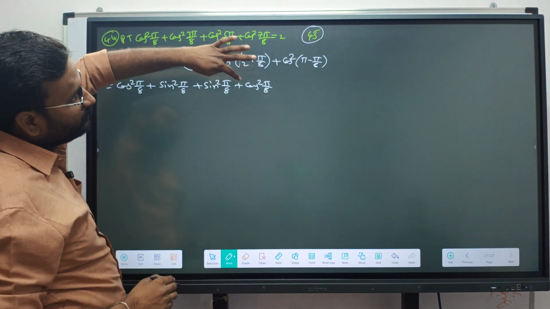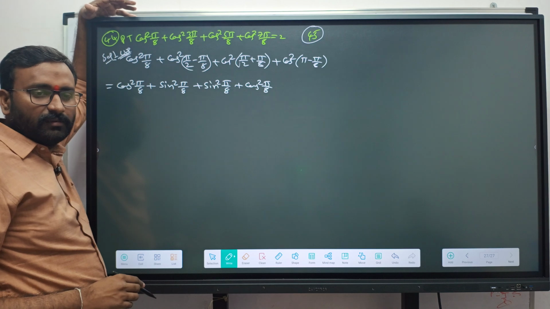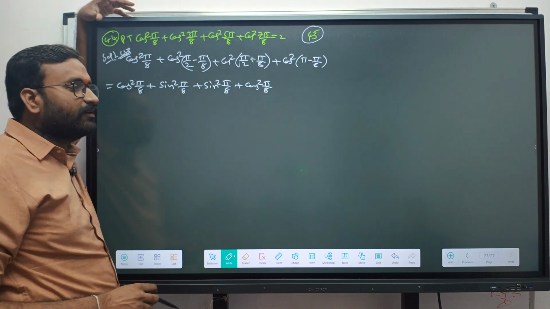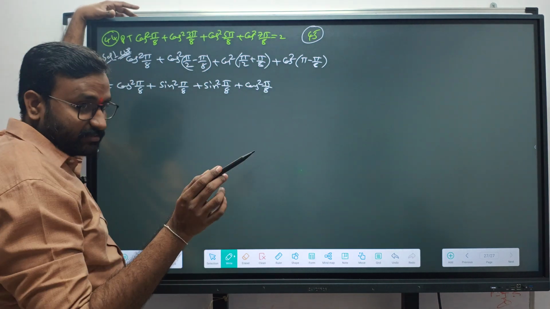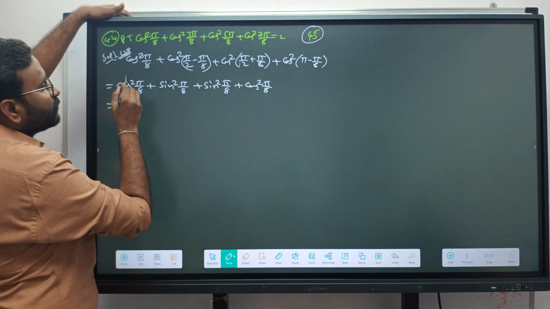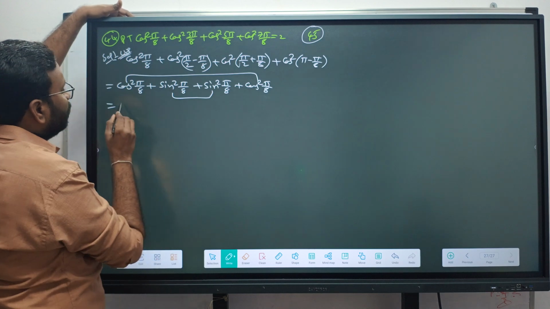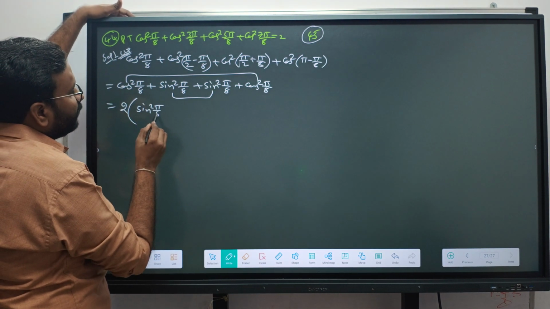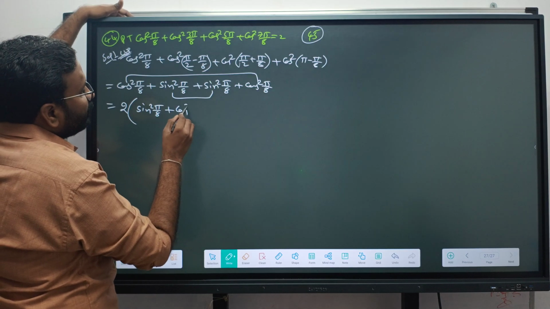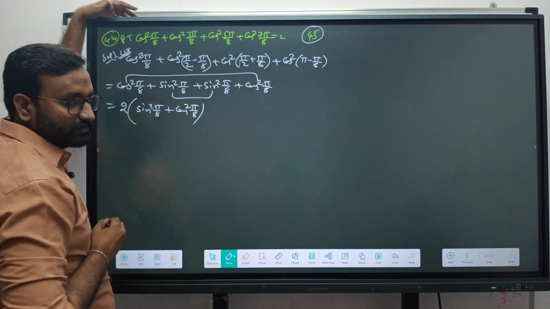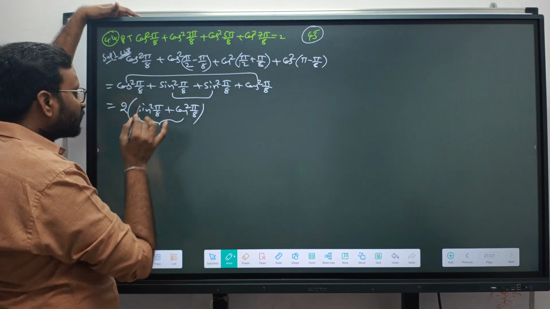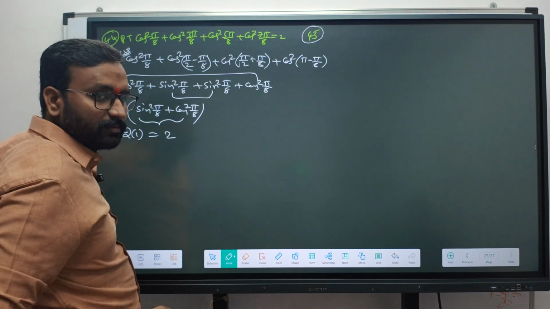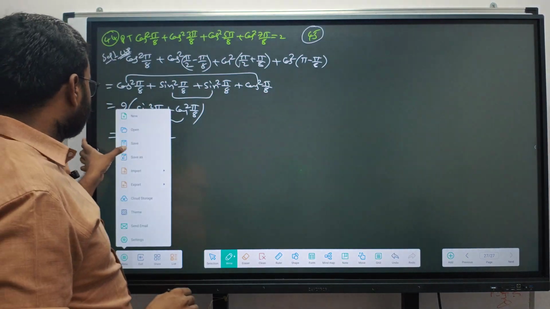Can we write here sin square? No, why? 180, which is an even angle, even axis. Okay, so now 2 times of cos, 2 times of sine. So 2 times of sine square pi by 8 plus cos square pi by 8. What about sine square pi by 8 plus cos square pi by 8? Sine square theta plus cos square theta.